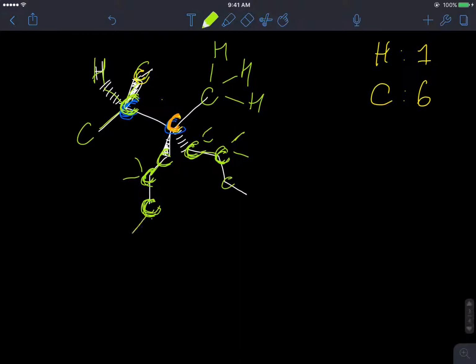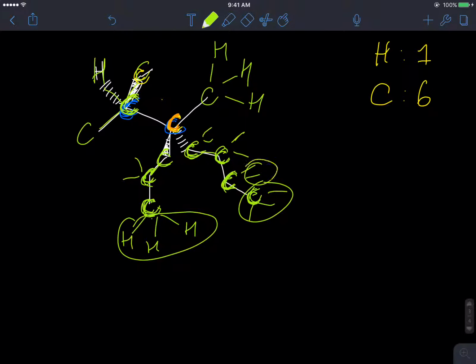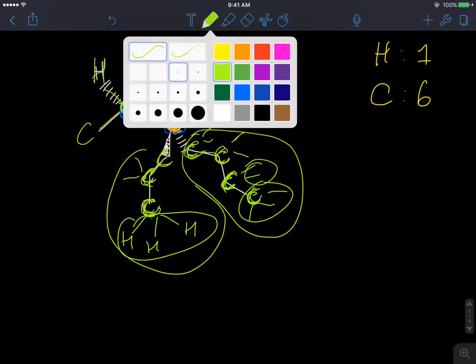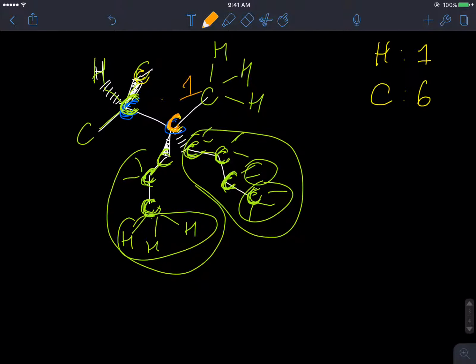Look at this carbon, it connects to 3 hydrogen. This carbon right here connects to 1 carbon and then 2 hydrogen. This one will connect 3 hydrogen. This one will connect to 1 carbon and then 2 hydrogen. So this one has higher priority than this one. So this one is number 1, this one is number 2. This one is number 3. This one's number 4.